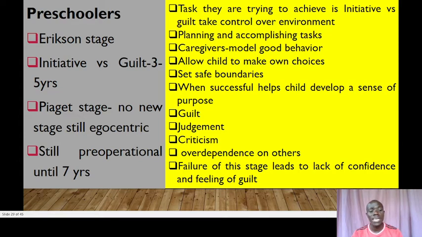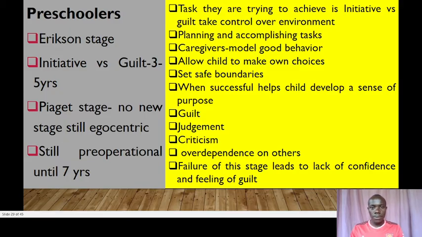They are still egocentric. So they are still pre-operational until 7 years. For Erikson, the task they are trying to achieve is initiative versus guilt. They want to take control of the environment. They want to get involved in planning and accomplishing tasks.